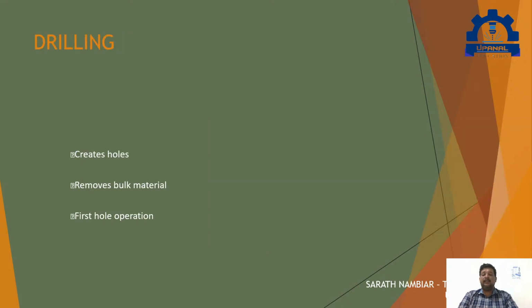What is drilling? Drilling creates the hole; it removes the bulk material. It is a hole operation, just making a hole. It does not give any accuracy. If the machine is wrong or the ovality is there, it doesn't give accuracy. It's not a finishing operation. It's just making a hole with the cutter which we give.